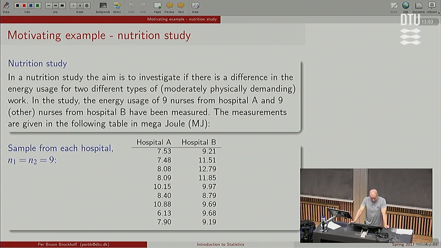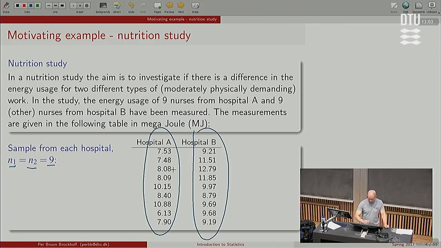let us see, nurses from Hospital A and nurses from Hospital B have been compared when it comes to the energy spent in their work. So I would have 9 in each hospital, that is 18 nurses altogether that I have studied. 9 nurses here and 9 nurses here. And the big question is a comparison of the average energy level spent. I want to compare 2 means with each other.